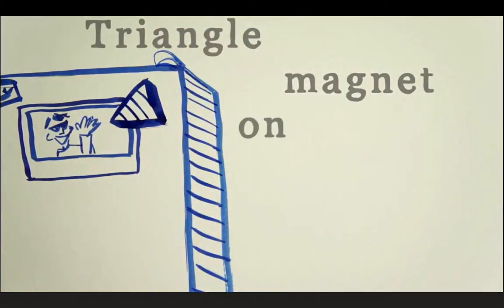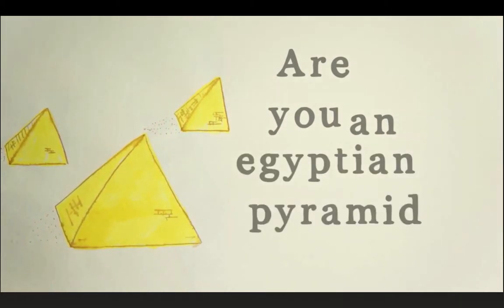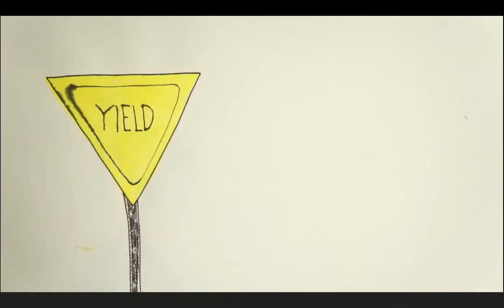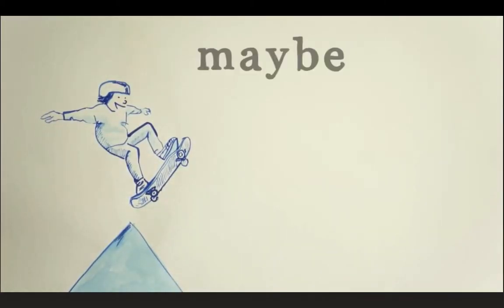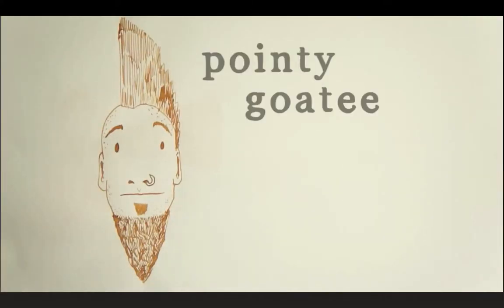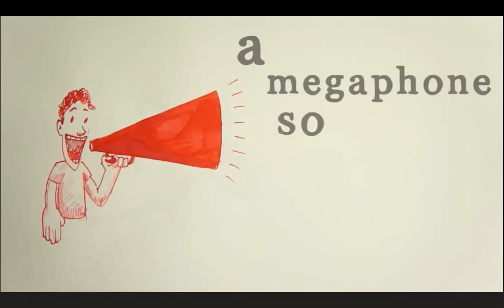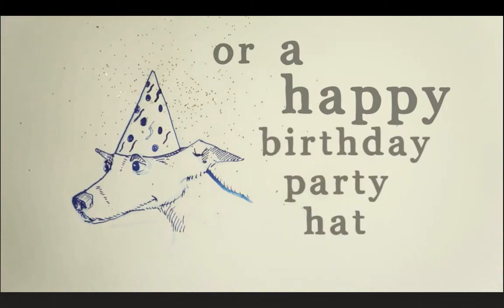Triangle magnet on my fridge. Are you an Egyptian pyramid? A mountain large against the sky, for a sign to yield as we walk by. Maybe a ramp that we can jump, pointy goatee beard or a punk. A megaphone so we can chat, or a happy birthday party hat.